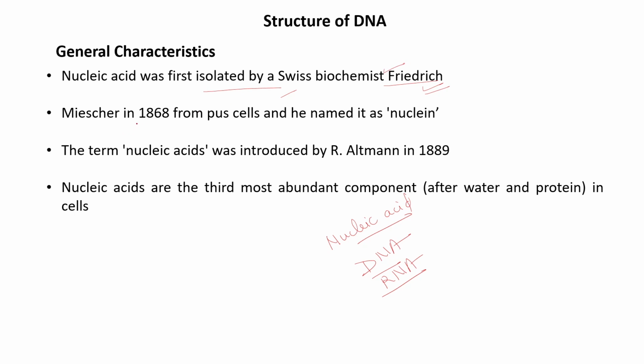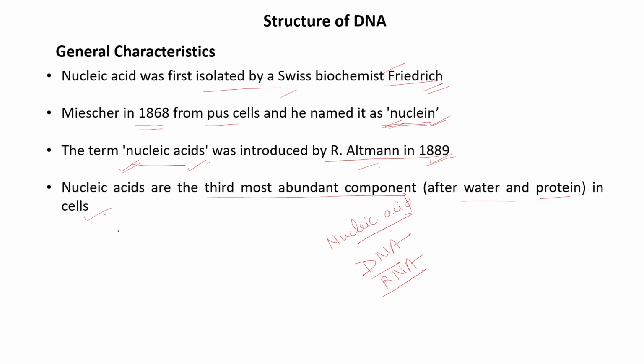Measured in 1868 from the pus cells. He named it nuclein. For the nucleic material, he named it nuclein, right? The term nucleic acid was first introduced by R. Altman in 1889. So the first time the nucleic material was isolated, and it got its name nucleic acid from R. Altman. Right? So nucleic acids are the third most abundant component after water and protein in the cell.